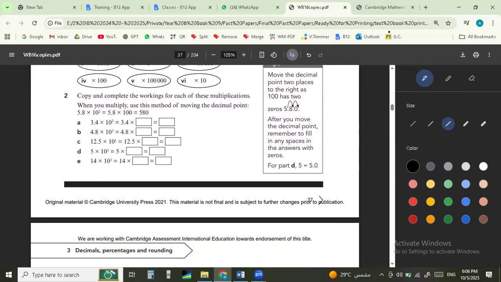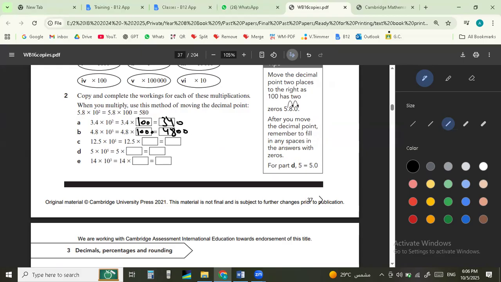Here, just warming up, they are telling you that 3.4 times 10 to the power of 2 is the same as multiplying it by 100, which is going to be 340. And here it is, I moved it two digits to the right. Just one digit to the right is 34. I need one more digit, so 340. Same thing over here, but this is multiplying by 1000, which is the same as 4800. I need to move the decimal point three digits to the right. I have only one digit here, so I need two more zeros.